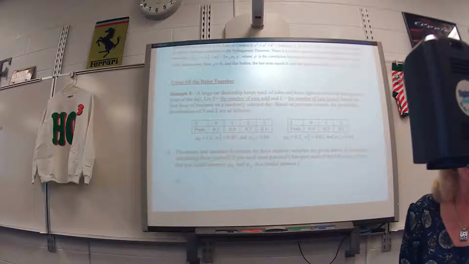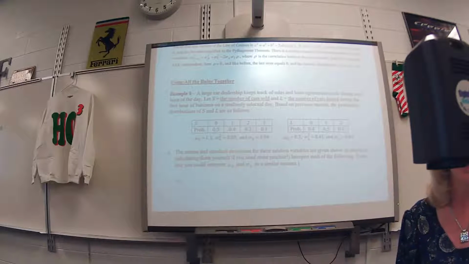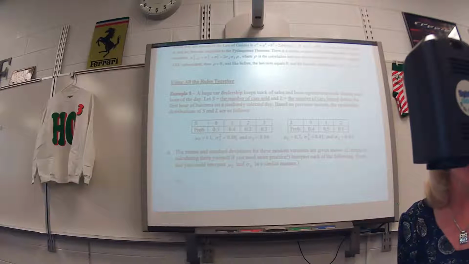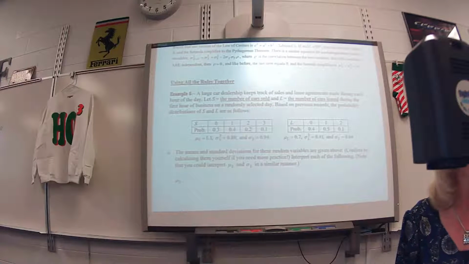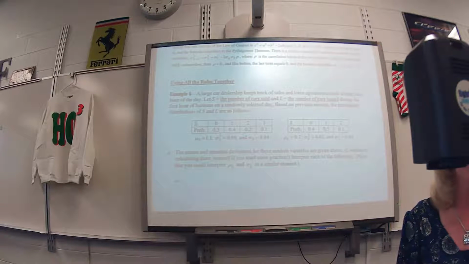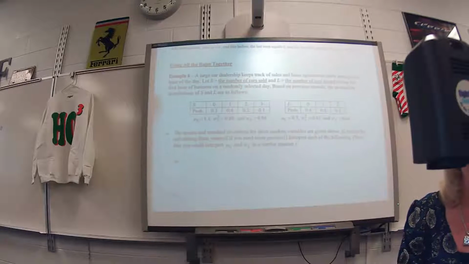Using all the rules together, here we go. Example 6. A large car dealership keeps track of sales and lease agreements made during each hour of the day. S will stand for the number of cars sold, and L stands for the number of cars leased during the first hour of business on a randomly selected day. Based on previous records, the probability distributions of S and L are as follows.